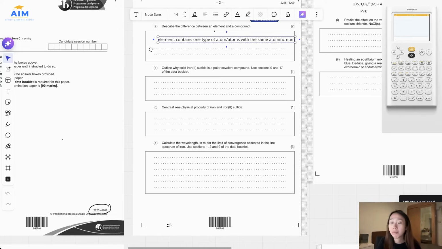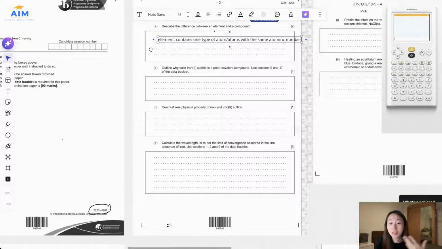What does it mean by the same atomic number? Different elements will have their unique proton or atomic number. So an element is basically, if there is more than one atom, like for example fluorine gas with two atoms, they need to have the same atomic number, which essentially means they need to be the same type.